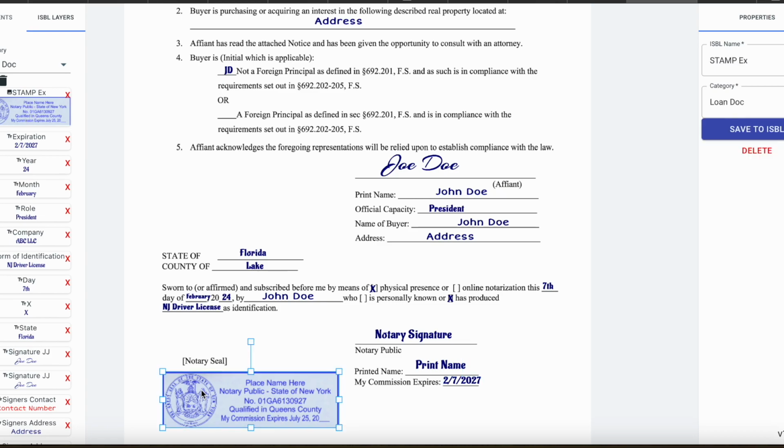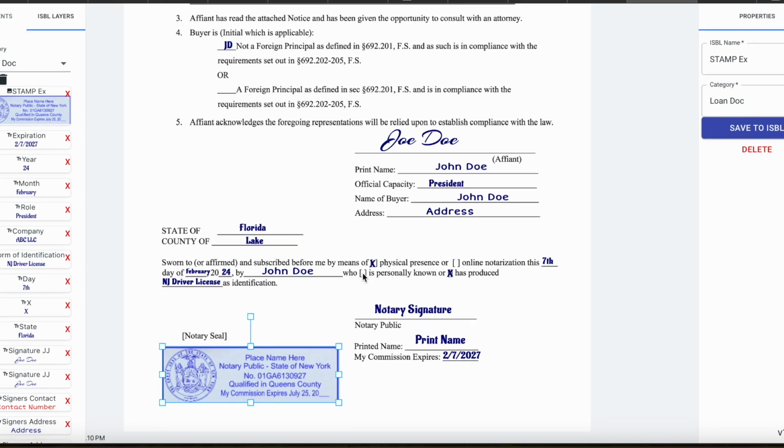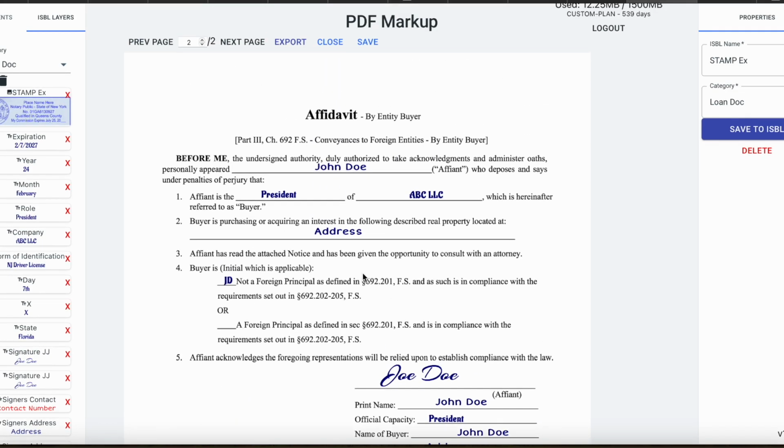Okay. Now, official capacity. So the official capacity, that is basically the role. This indicates that John Doe is making the affidavit in his capacity as president of ABC LLC, thus binding the LLC to the statement made within the affidavits. Okay, so now this document is fully notarized.